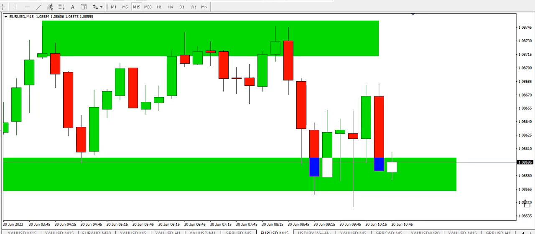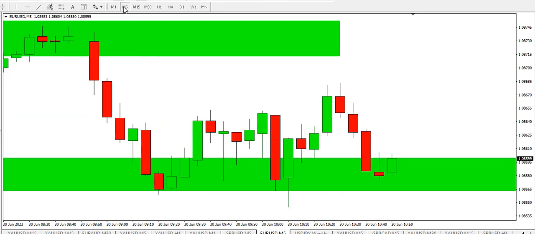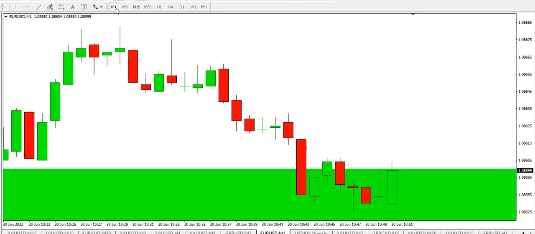So allow price to break out of the range before taking your trade decision. Same thing with the 5-minute and the 1-minute, price is ranging.